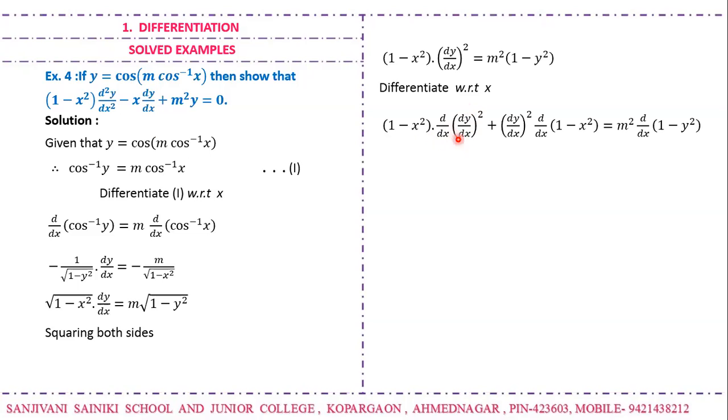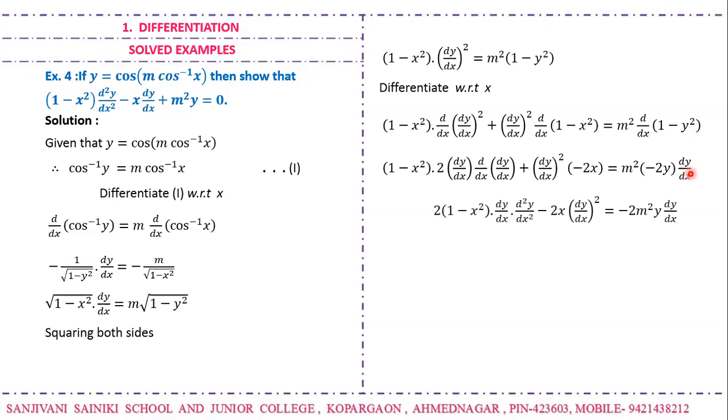Now how do we find the derivative of (dy by dx) whole square? It is f of x square. What is the derivative of f of x square? It is 2 times f of x into f dash of x. And the derivative of 1 minus x square: the derivative of 1 is 0 and of x square is 2x, so you get minus 2x. And here also the derivative of 1 is 0, and the derivative of minus y square with respect to x is minus 2y into dy by dx.